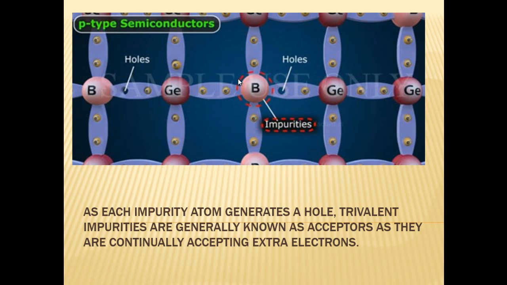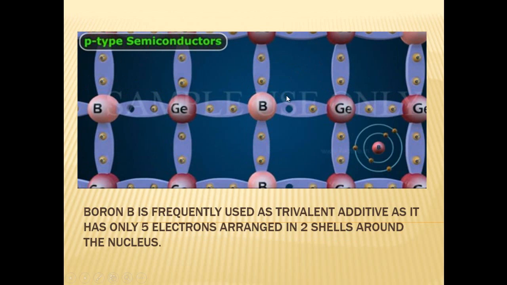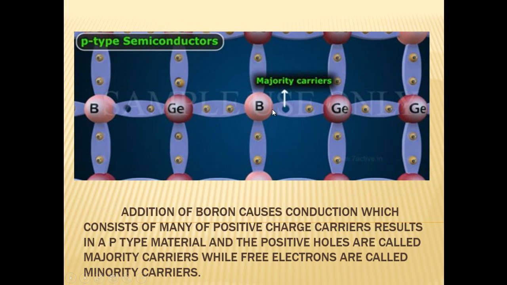Boron, B, is frequently used as a trivalent additive as it has only 5 electrons arranged into shells around the nucleus. Addition of boron causes conduction, which consists of many positive charge carriers, and results in a p-type material, and the positive holes are called majority carriers while free electrons are called minority carriers.